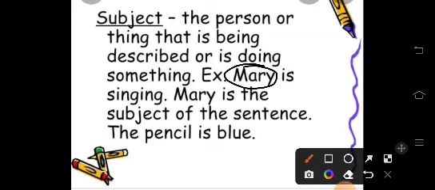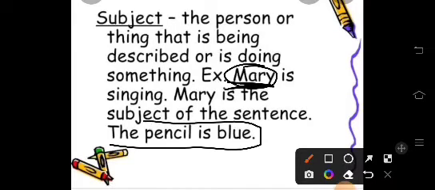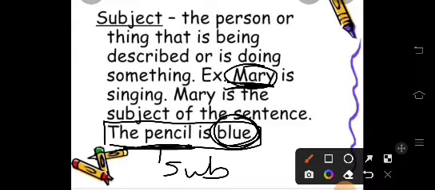In this sentence, we are talking about Mary, the singing of Mary. Who is singing? Mary is singing. So here the subject of the sentence is Mary. The second sentence, the pencil is blue. What is blue? The pencil is blue. So here the subject of the sentence is the pencil.